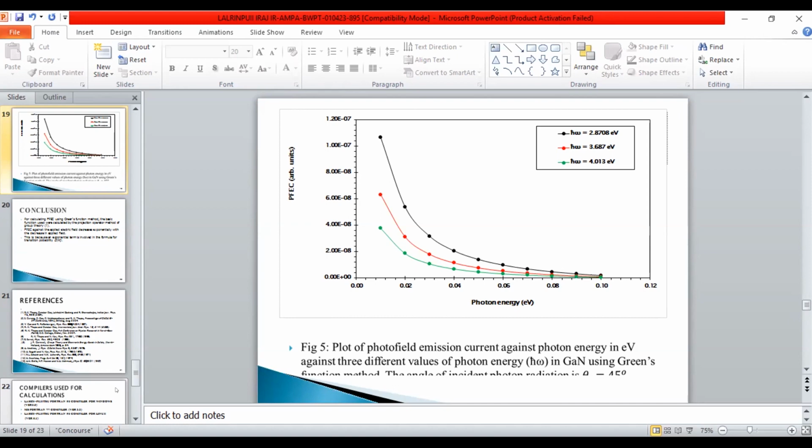From this plot, we have also seen that the value of PFEC is maximum for low photon energy ħω equal to 2.8708 electron volt and minimum for high photon energy ħω equal to 4.013 electron volt. This is true since photo field emission current is inversely proportional to the cube of the frequency of incident photon radiation. However, the variation of photo field emission current in all the cases of three different values of photon energy are similar in nature.